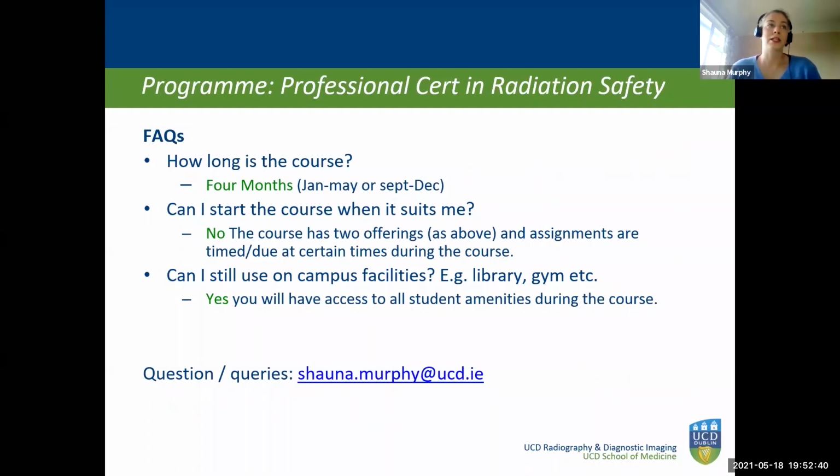I kind of said it at the start anyway, but it's a 4-month course. So there's two offerings, one in January and one in September. Okay, so 4 months each. Another question, I suppose, leading on from that is, can I start the course when it suits me? Can I start it whenever it suits the student, basically?